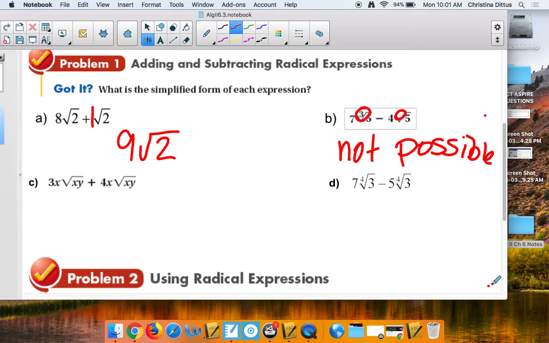All right, C. Is my radicand the same? Uh-huh. Is my index the same? Yep. So, outside first, what is 3x plus 4x? 7x. And then what do I put? Square root xy. Good.